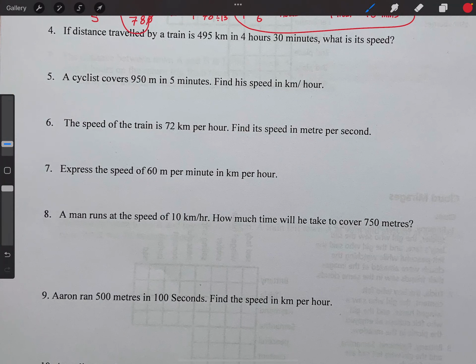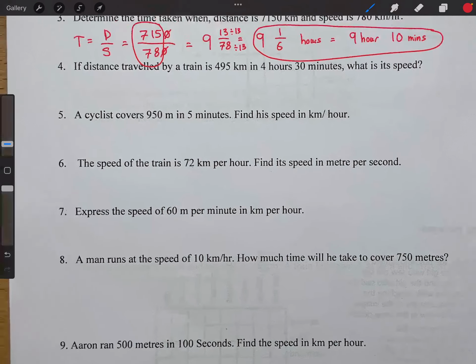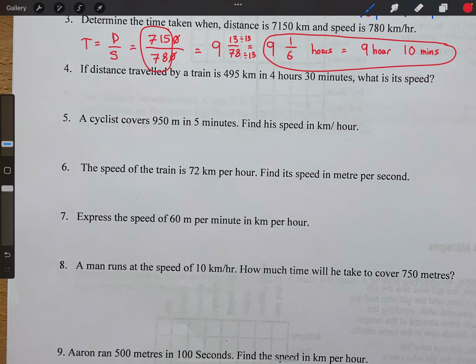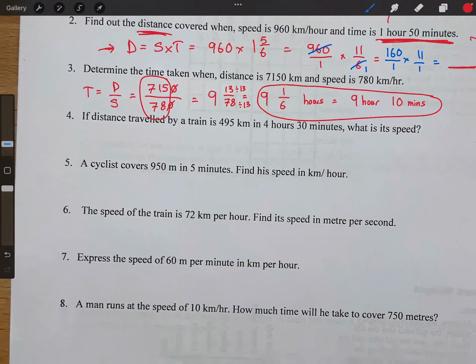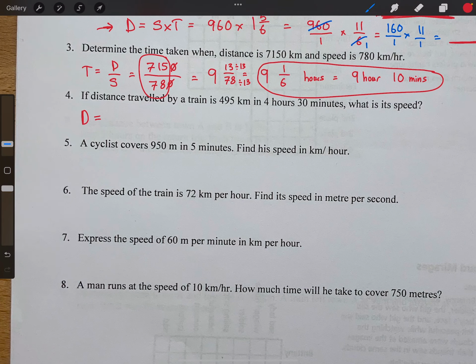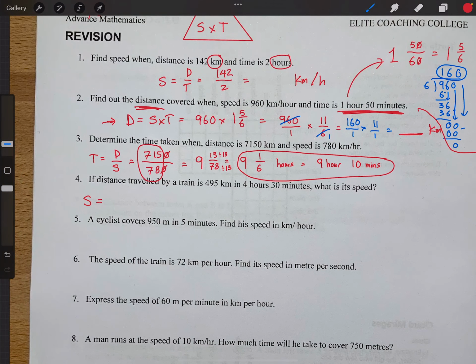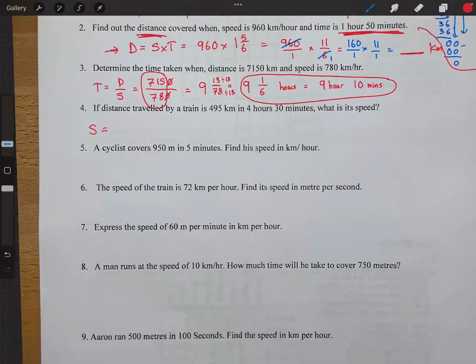Question 4. The distance traveled by a train is 495 kilometers in 4 hours and 30 minutes. What's the speed? Alright, no problem. You want to find a distance. Remember, distance is speed times time. Distance equals speed times time. Speed is... Oh, hold on. Oh, no, we're looking for the speed. Whoops, my bad. Speed equals distance divided by time.